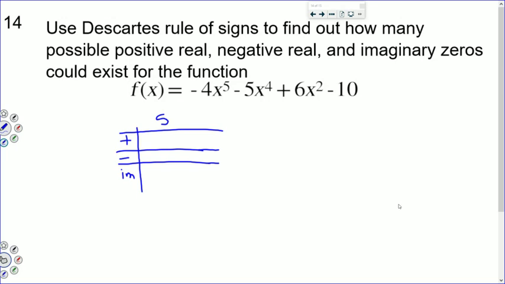So if we count our sign changes, we go from negative to negative, that's 0, negative to positive, there's 1, and positive to negative, there's another 1. So we have 2 positive solutions.